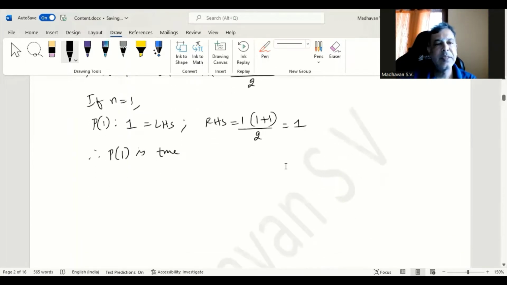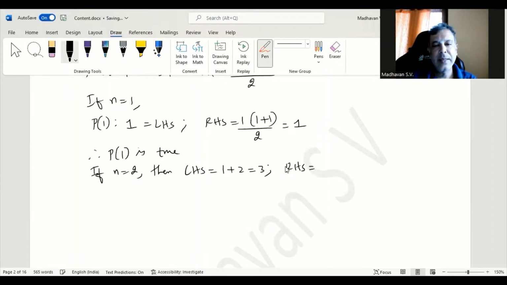Now, we will proceed with n equal to 2. If n is equal to 2, then the left-hand side will have 1 plus 2 because n is equal to 2. So the left-hand side will be 1 plus 2, which is 3. And then the right-hand side will be 2 into 2 plus 1 by 2, that is also 3. Therefore, we can say P of 2 is true.